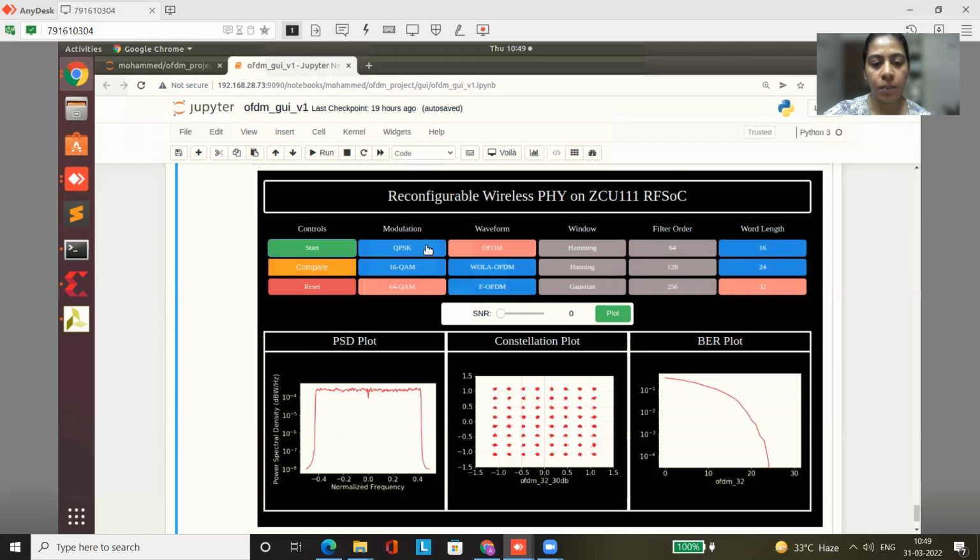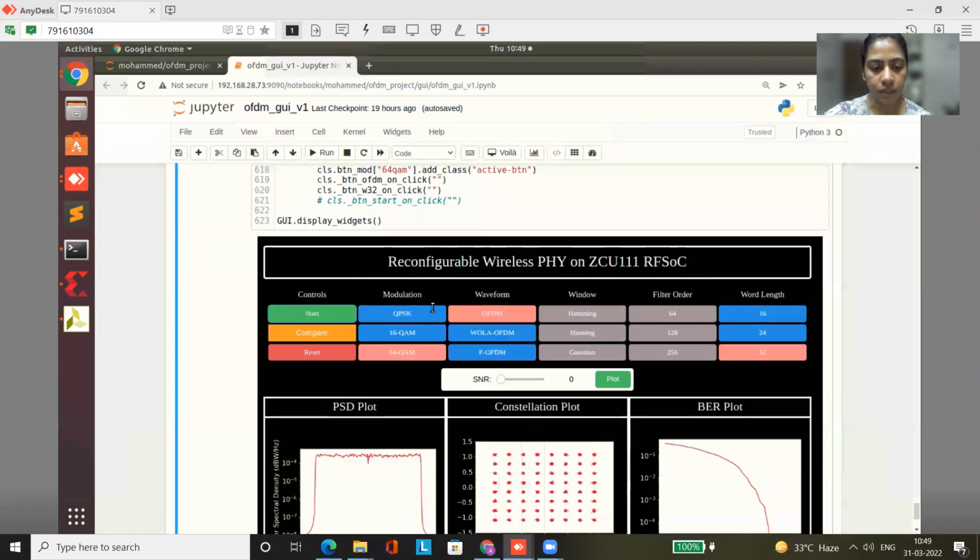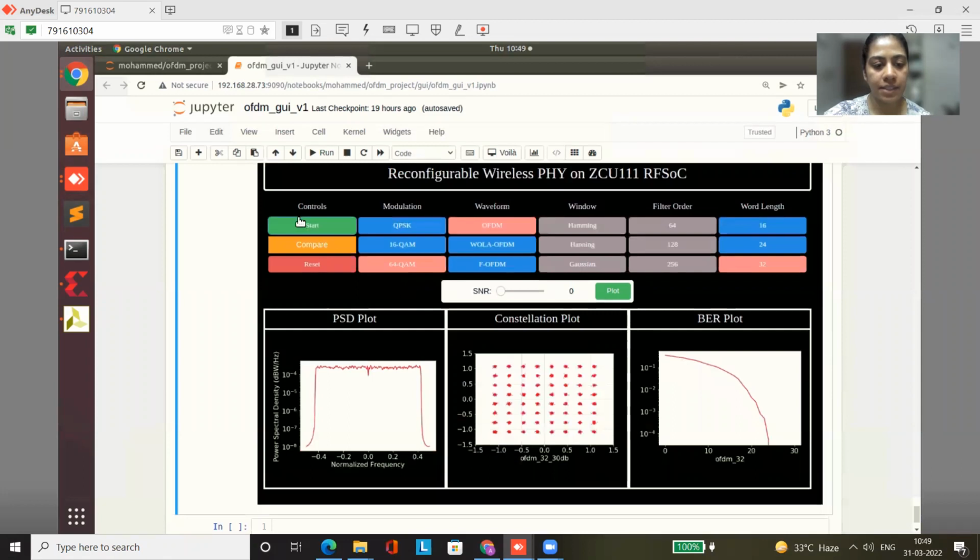So here we can select the modulation type, waveform, window type, filter order, and word length, and correspondingly the respective bit stream is run and the results are displayed. So here I have selected OFDM with 64 QAM modulation and for 32 bits. This is the constellation diagram corresponding to 30 dB. Once I start it again, the SNR will start varying from 0 to 30 dB. And the corresponding constellation and bit error rate plots would be displayed.